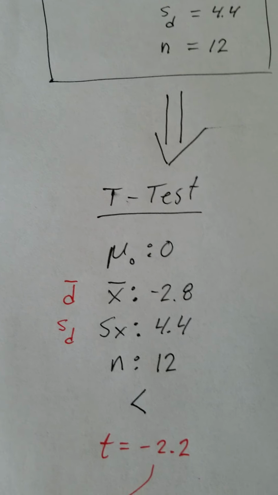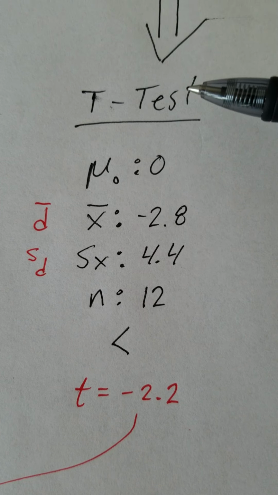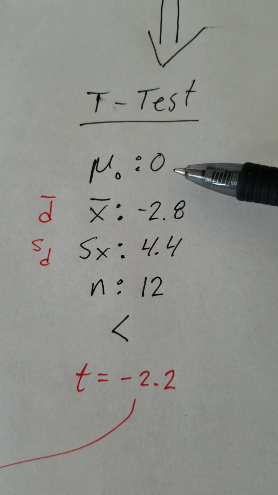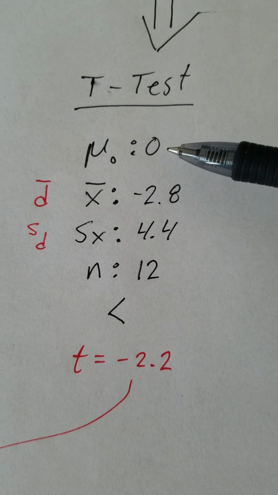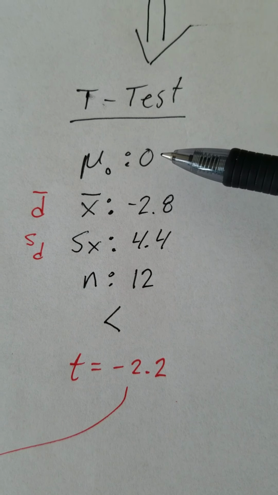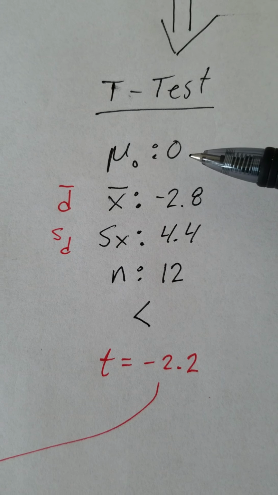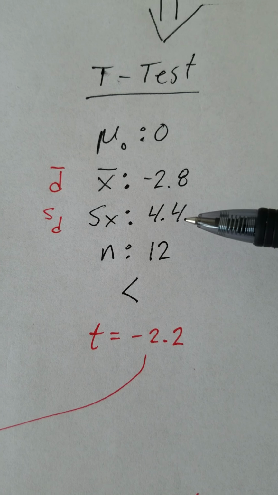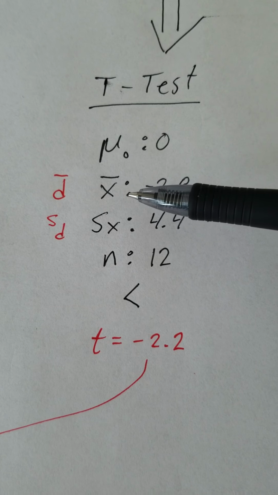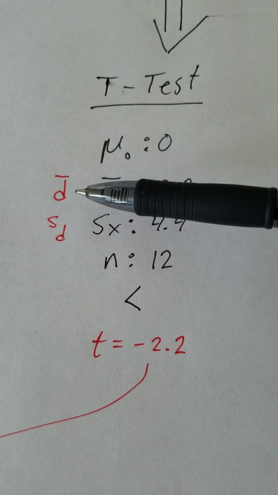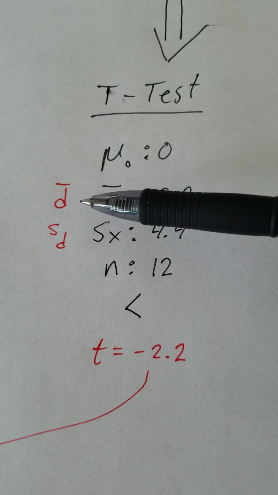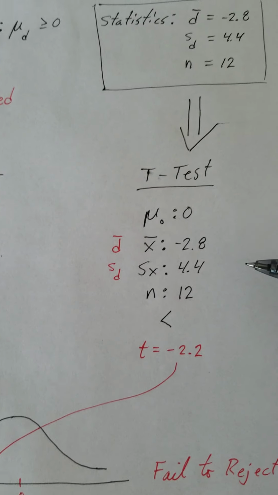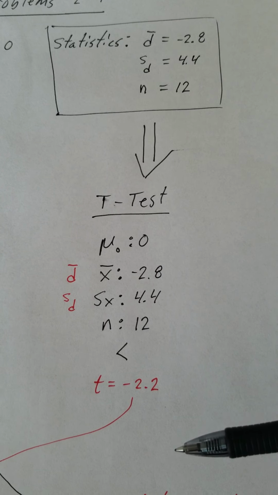What about our test stat? Well, you go to t-test, and they've given you everything you need to enter in. But here's one thing that's always going to happen. You're going to do mu not is 0, because you're testing if there's a difference, so no difference would be 0. X bar, negative 2.8. There's your standard deviation. There's your sample size. But now that X bar is your D bar. The mean is the mean of the differences. The standard deviation is the standard deviation of the differences. And again, they're just giving you all of this, so you don't have to do anything with lists.